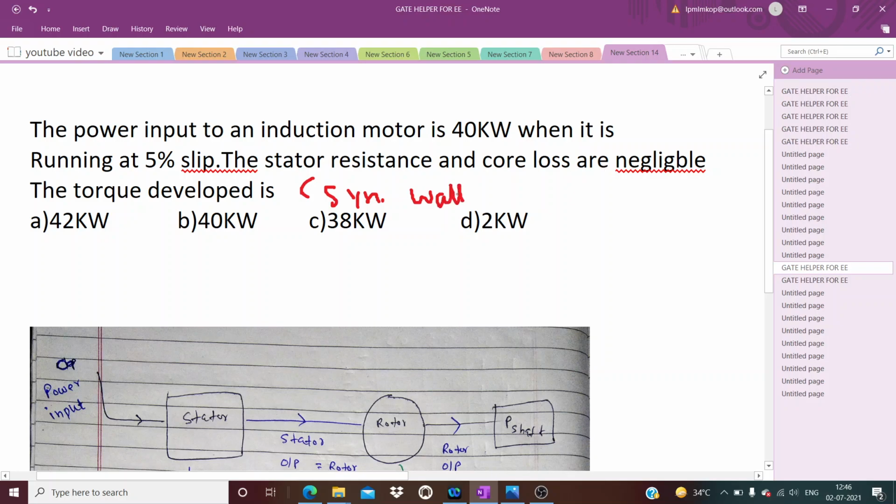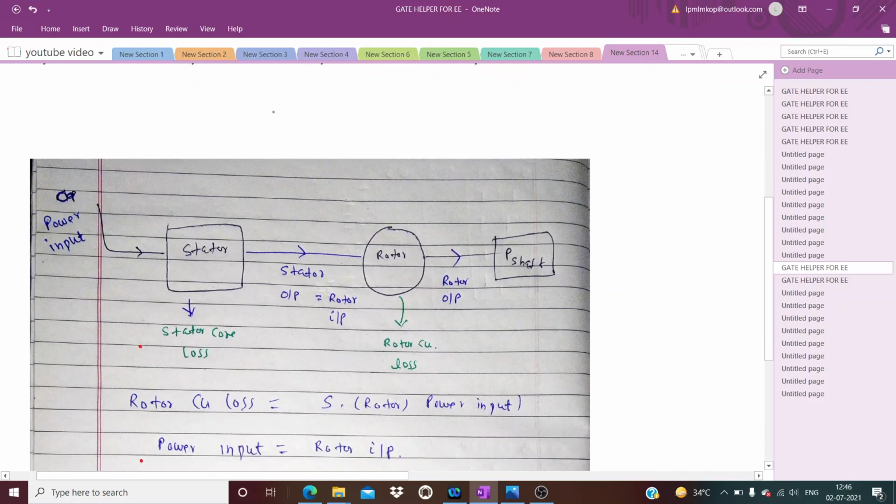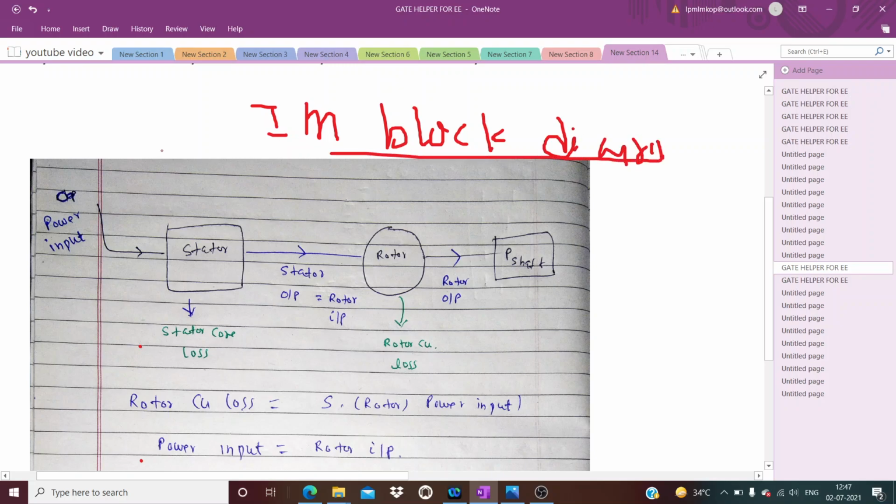So let me explain to you how you should proceed in such questions. So what you have to do is, we have this induction motor block diagram. Induction motor block diagram. Okay. So what is happening in this induction motor block diagram, you need to understand. Then only you will be able to do good questions.